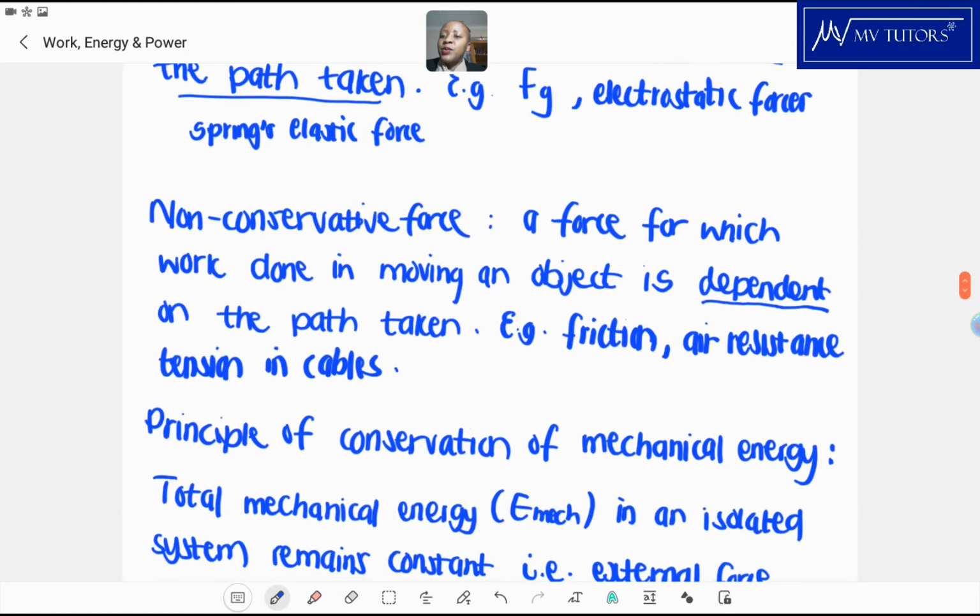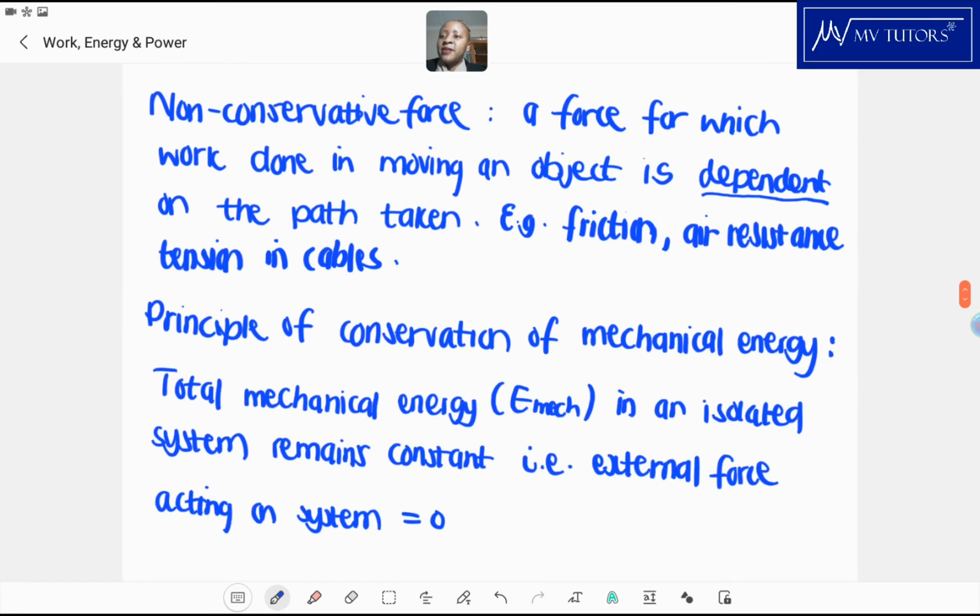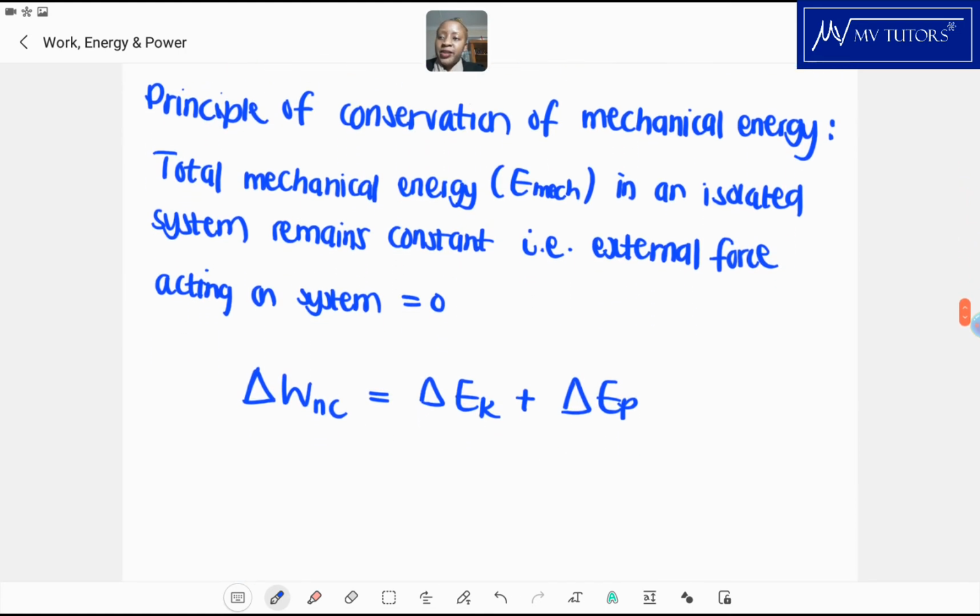Now we come to the principle of conservation of mechanical energy. Okay, so that is the total mechanical energy in an isolated system. Okay, so that total mechanical energy in an isolated system, it remains constant. So it means that the external forces acting on the system is zero. By zero, it doesn't mean that there are no forces acting. It just means that the forces that are acting end up cancelling each other out and they are equal to zero. And we illustrate that with this equation.